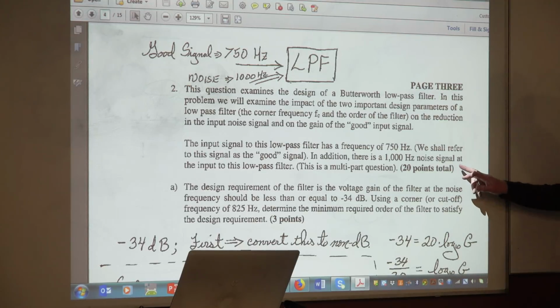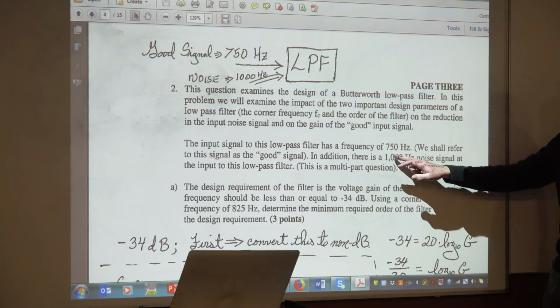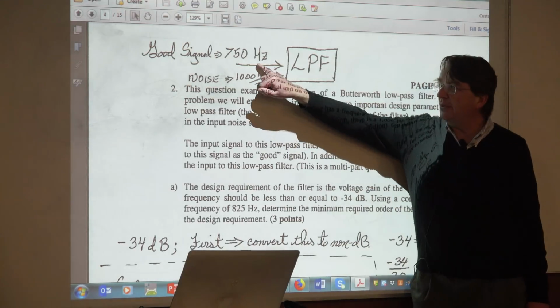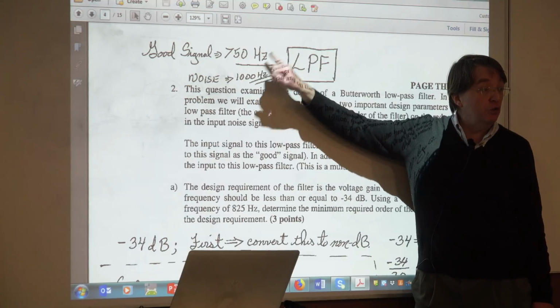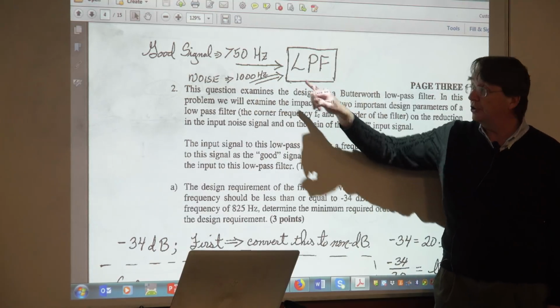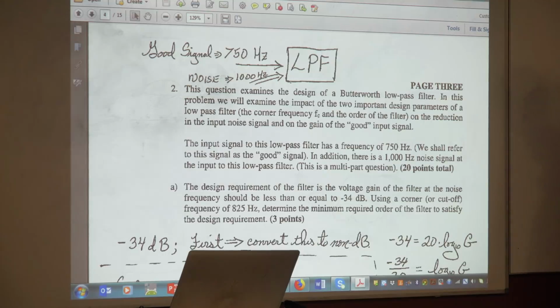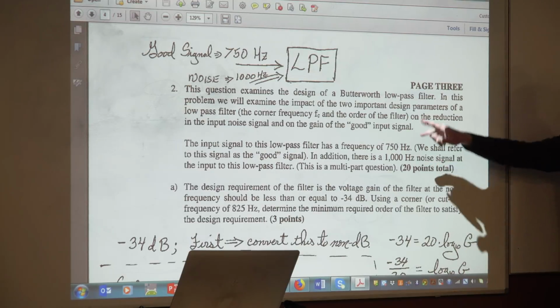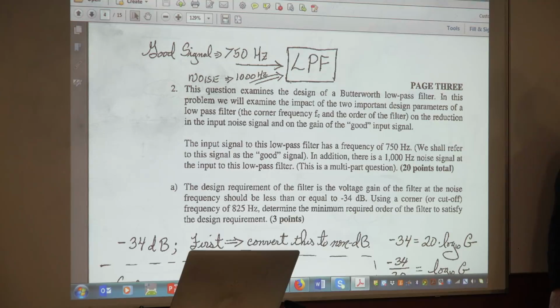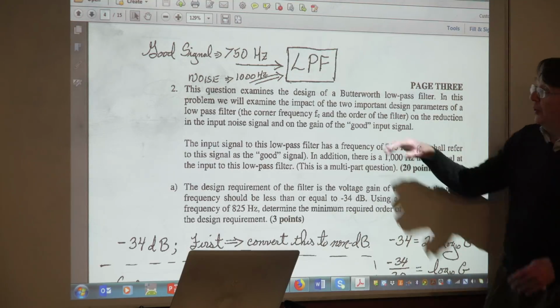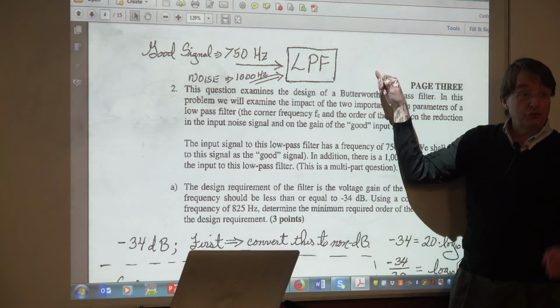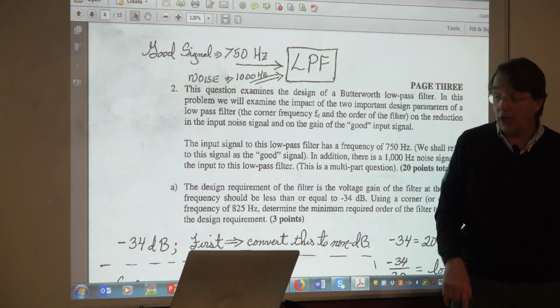Okay. The input signal to this low-pass filter has a frequency of 750 hertz. So I drew this up here as part of my solutions, 750 hertz. I'm going to call that the good signal. Okay? Then there's a bad signal. That's the noise. The noise is 1,000 hertz. So you see what I'm trying to do? I want the good signal to go through, and I want the noise gone. So I want a low-pass filter.